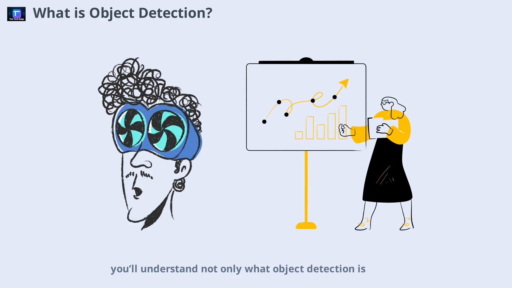By the end of this video, you'll understand not only what object detection is, but also how to implement it using Ultralytics YOLOv8 in Python. Let's start by exploring why object detection is so valuable in modern technology.